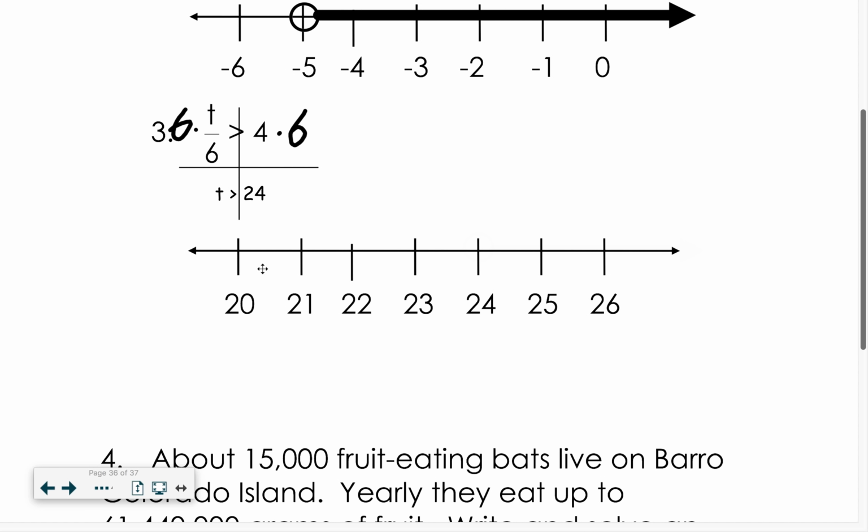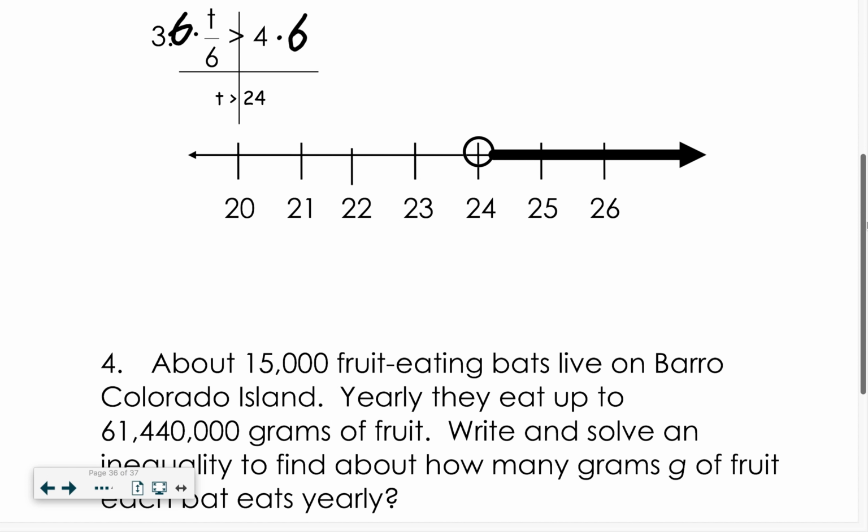And when I go to graph it, I graph 24, I say it's an open circle, and I'm going to shade to the right. Because if I plug in 25, 25 is greater than 24, so I shade in to the right. All right. Now I want to reiterate, if let's say this 4 was a negative, and on this side I would have done -4 times 6, I still would not have flipped my symbol because what I did to both sides was I multiplied by 6. So just know that it's only when you do it to both sides.